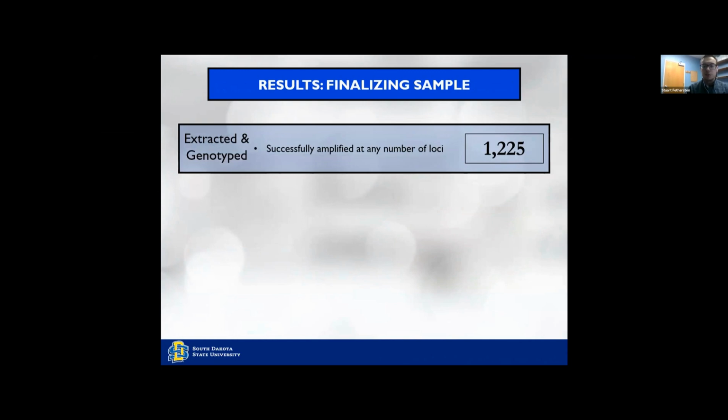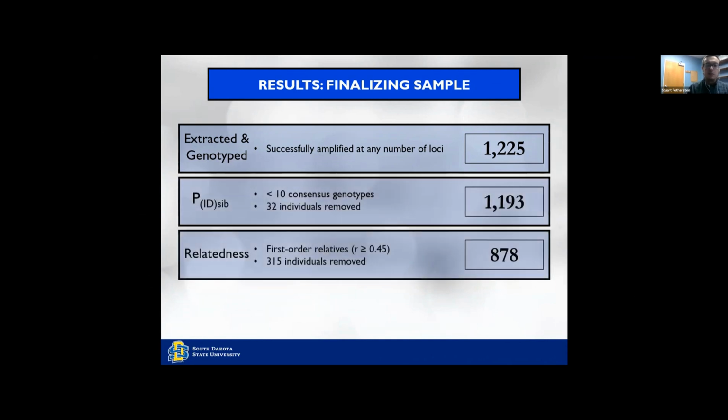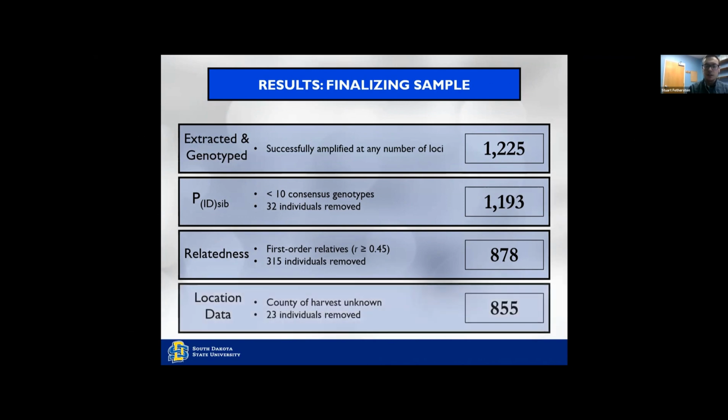So I had to finalize the sample that I was going to use for analysis. I had 1,225 samples that had successfully amplified at any number of loci. From there, using the probability of identity for siblings and relatedness, I removed individuals that did not meet our criteria, down to 878 samples. And then finally, I removed any samples that did not have location information, and in this case, it was the county of harvest.